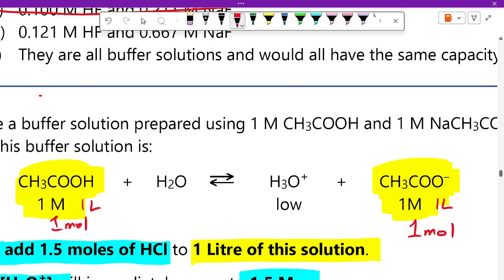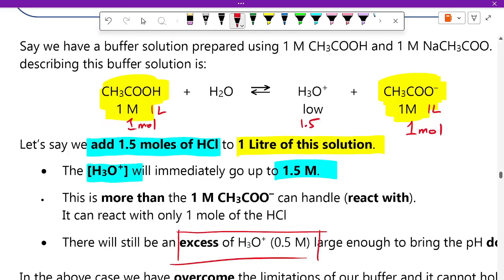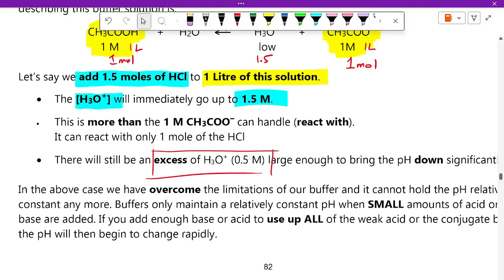1 molar, 1 liter, that's 1 mole. And if we add 1.5 moles to this, is it going to be able to absorb all of that acid? No, you're going to end up with 0.5 moles of the hydronium left. Okay? There will be an excess hydronium of 0.5 moles in that liter. So we have overcome the limitations of our buffer, and it cannot hold the pH constant anymore.